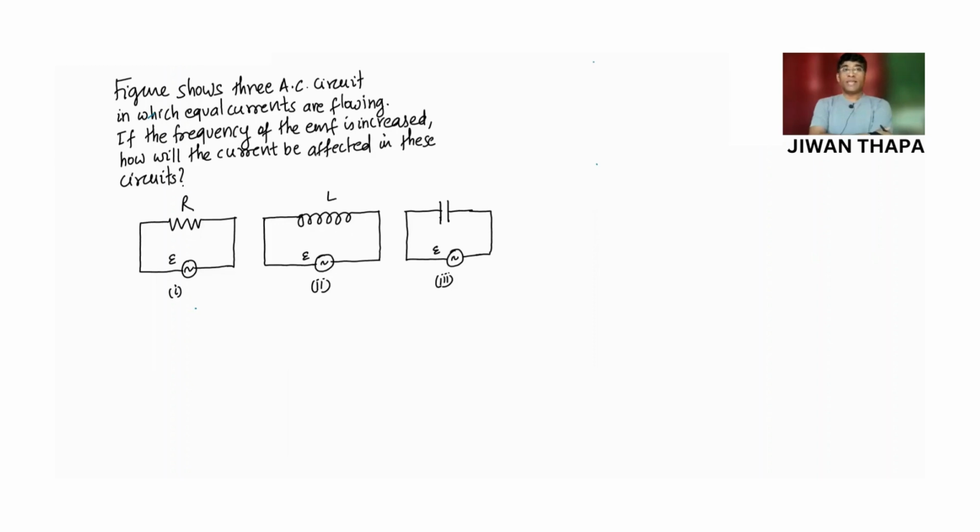Figure shows 3 AC circuit in which 3 equal currents are flowing. If the frequency of EMF is increased, how will the current be affected in these circuits?